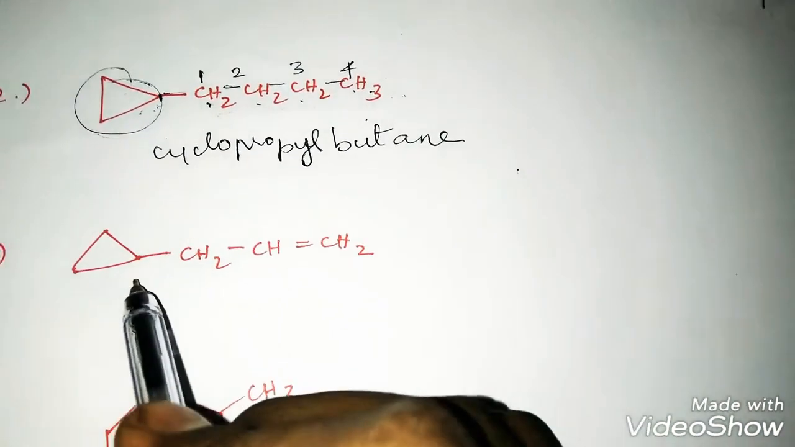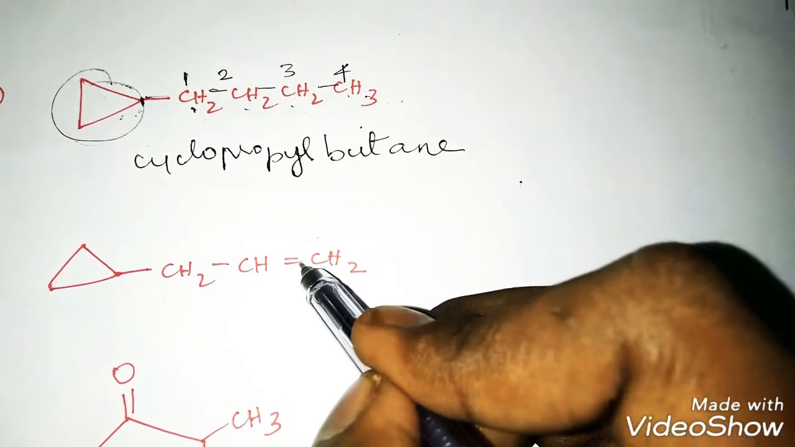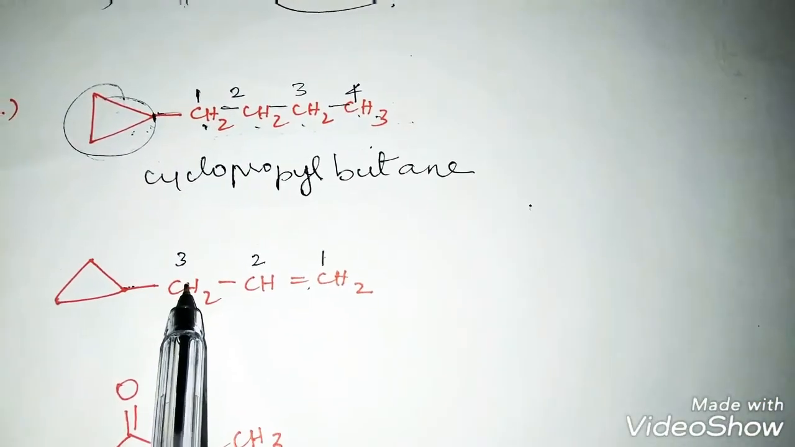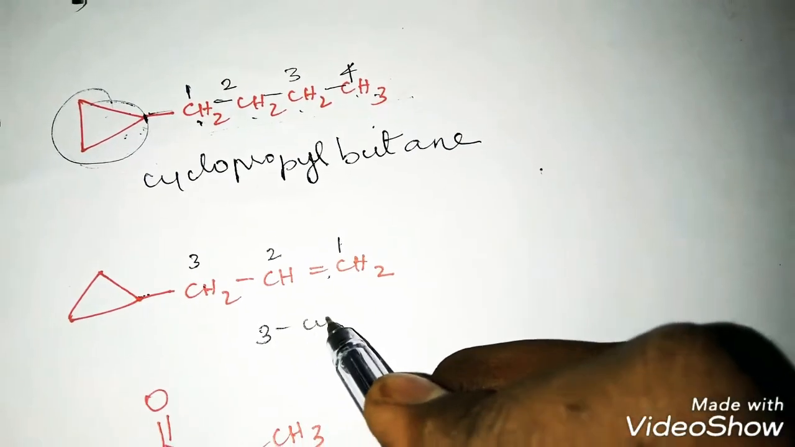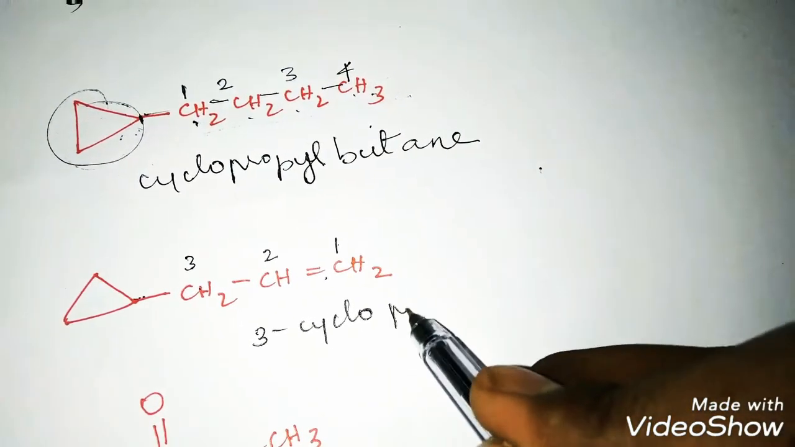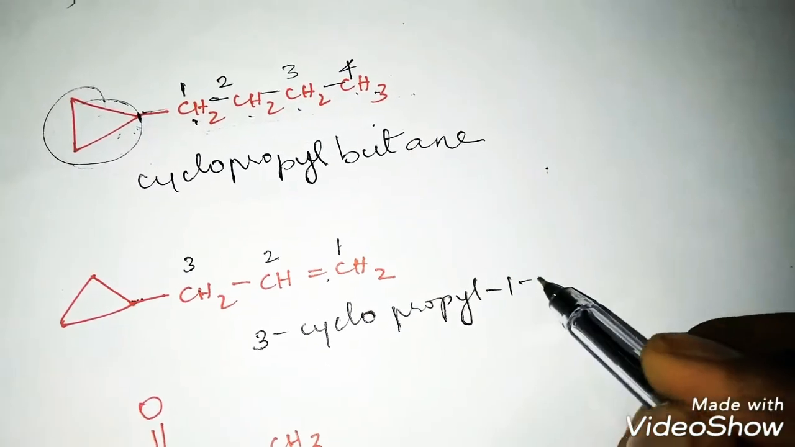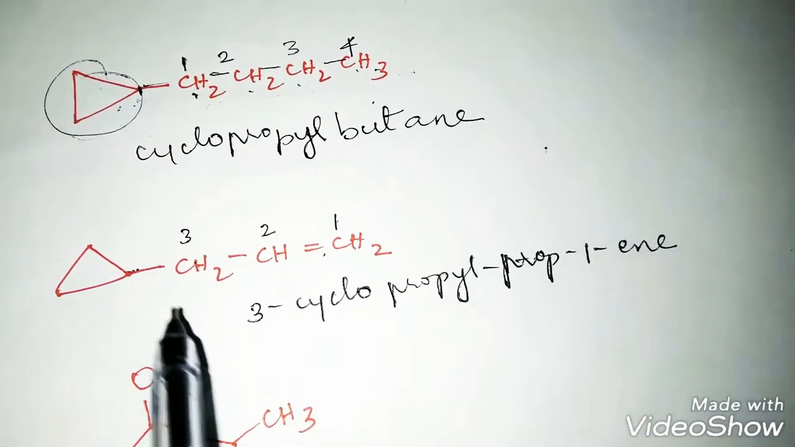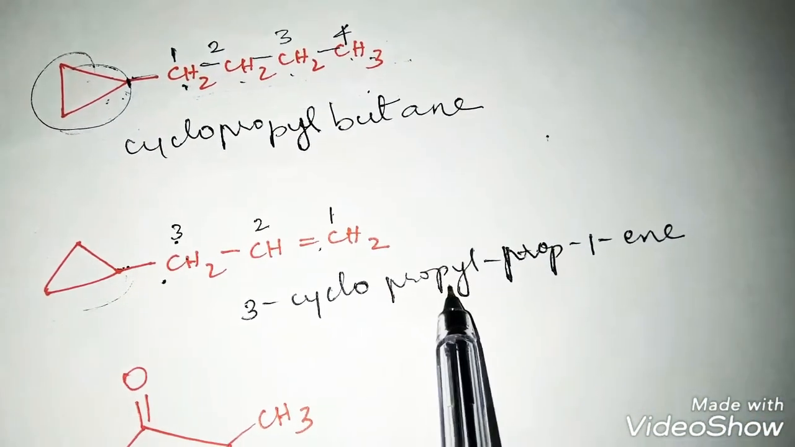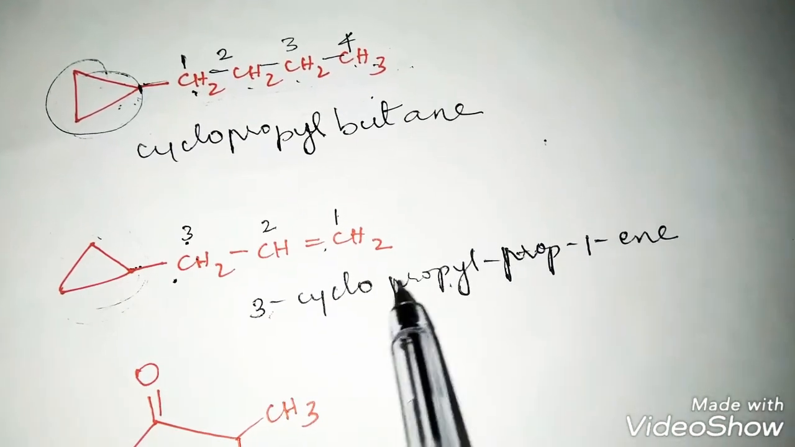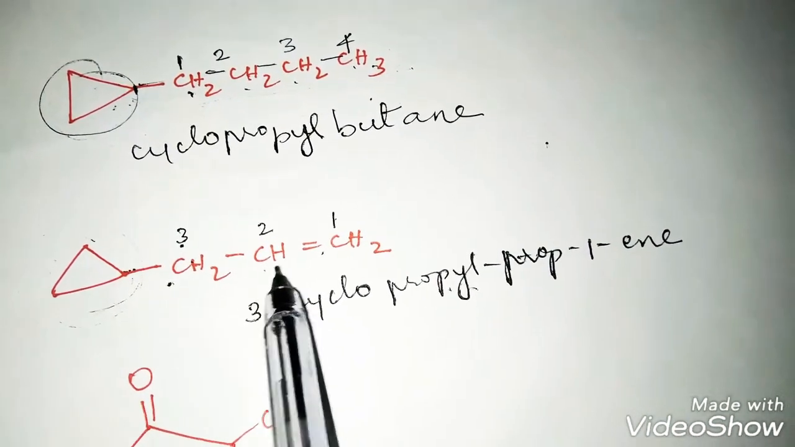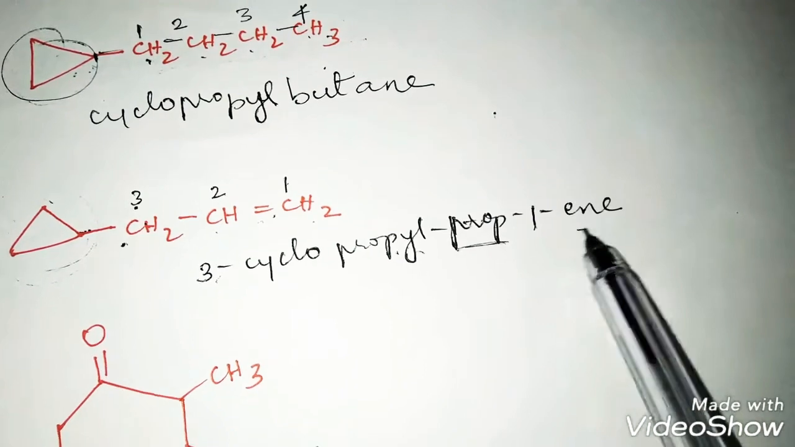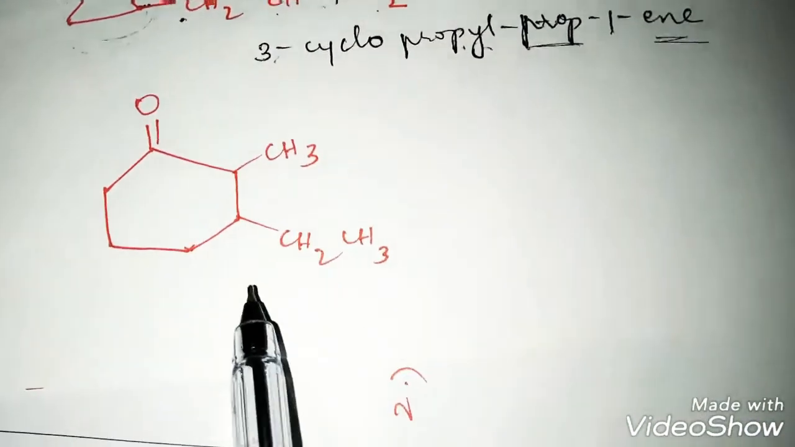Here, if we number it, we start from where the double bond begins: 1 2 3, we number from here. So look at its name: 3-cyclopropylprop-1-ene. The third carbon is attached to the cyclopropyl group. So 3-cyclopropyl, and meth, eth, prop. At the first carbon we have the double bond, so 1-ene. So we'll move on to the last example.